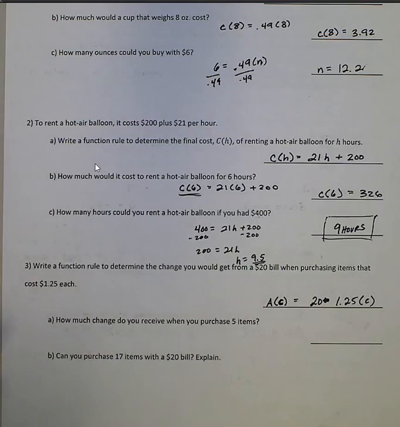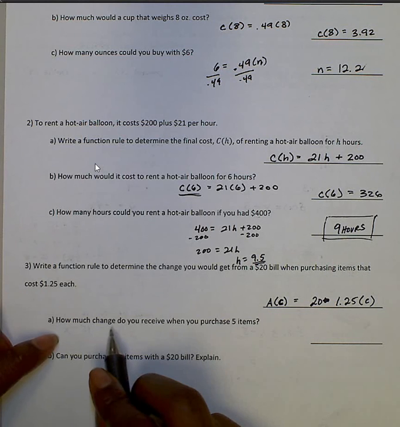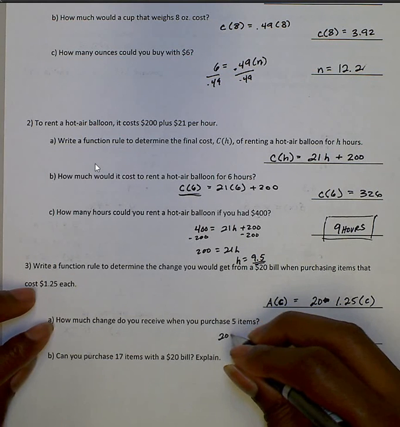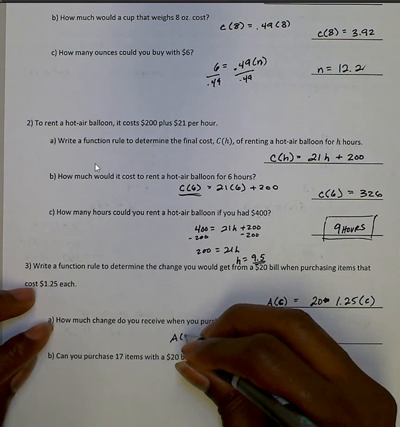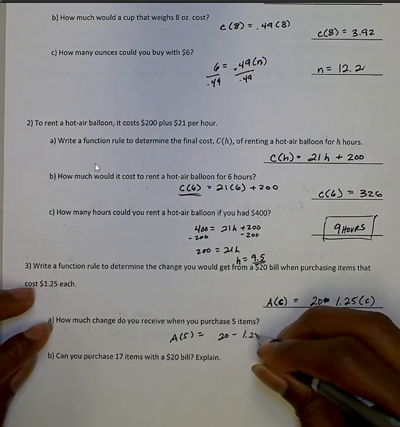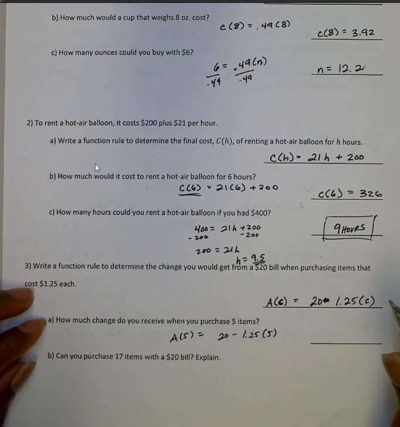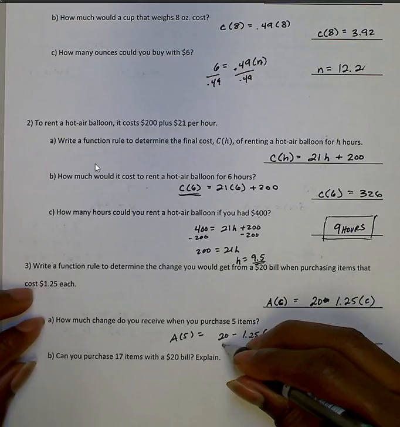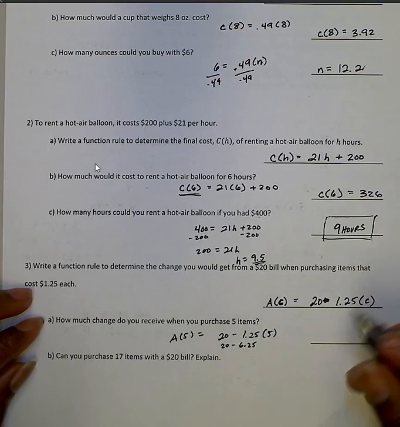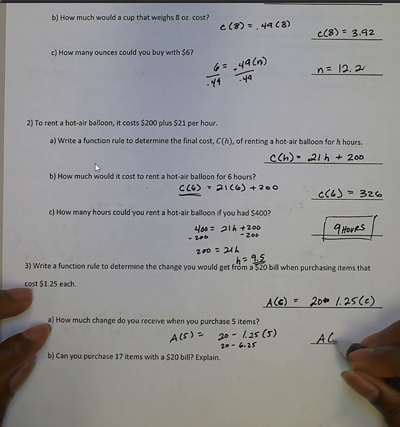It says, how much change would you receive if you purchased 5 items? Well, A of 5 equals 20 minus 1.25 times 5. That gives me $6.25. So 20 minus 6.25 is $13.75. So A of 5 equals $13.75.